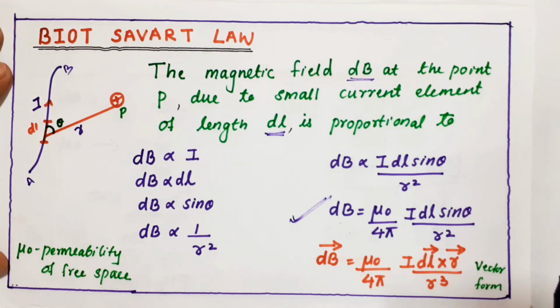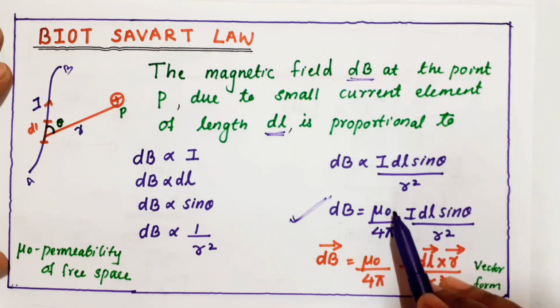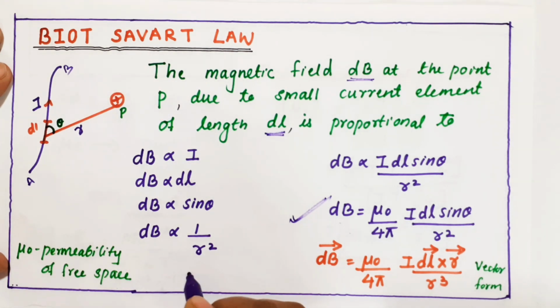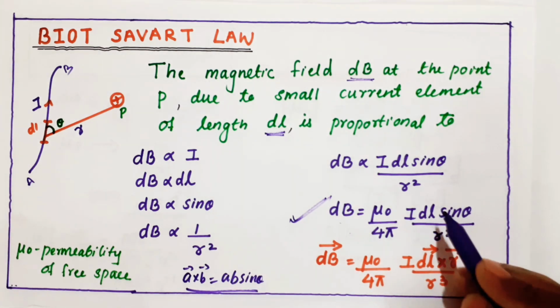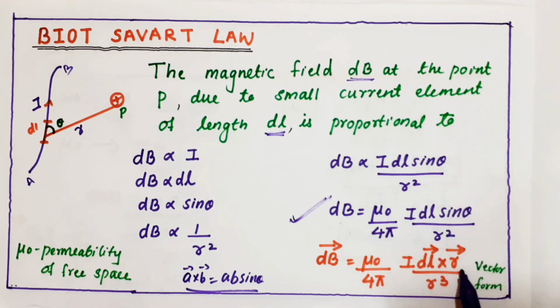But sometimes they may ask to write the vector form. Vector form means multiplying r in the numerator and denominator, so it will be mu naught by 4 pi I dl r sine theta by r squared. We know A cross B is AB sine theta. So multiplying r in numerator and denominator, I can write dl r sine theta as dl cross r, divided by r cubed. This equation is called the Biot-Savart law in vector form.